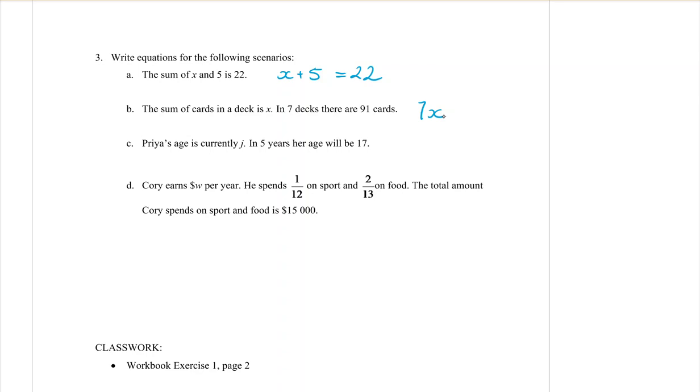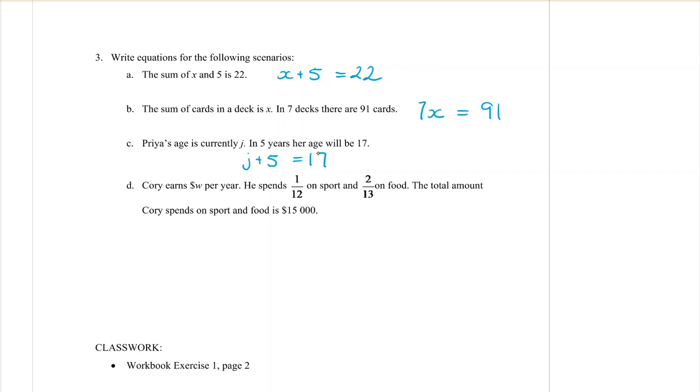And then it says in those 7 decks there are, which means there's my equal sign, there is 91 cards. There's my equation. Don't need to solve it. Part C. Priya's age is currently J. In 5 years, her age will be 17. So if she's currently J, in 5 years' time, you're going to add 5 to that age. Right? So she's going to be J plus 5 in 5 years' time, which means that her age then is going to be equal to 17. Don't have to answer it, just have to write an equation.